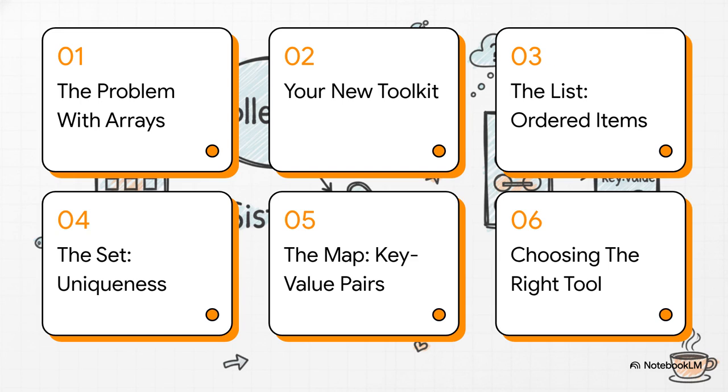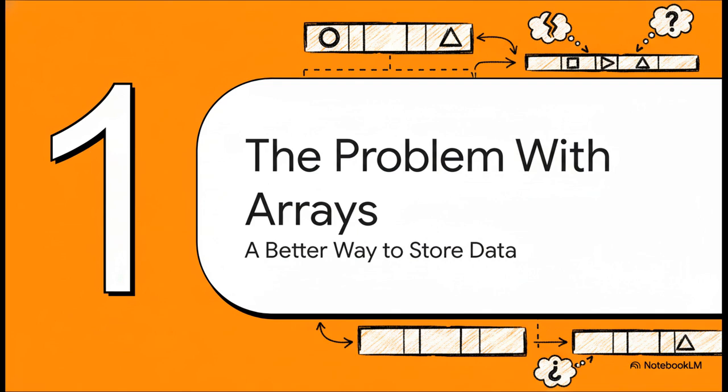First up, we're going to talk about the problem. Why isn't the good old array always the right tool for the job? Then we'll get into the good stuff, unboxing the collection framework and really digging into the big three: lists, sets, and maps. And to wrap it all up, we'll put together a super simple guide so you'll know exactly which tool to grab when you need it. Sound good? All right, first things first.